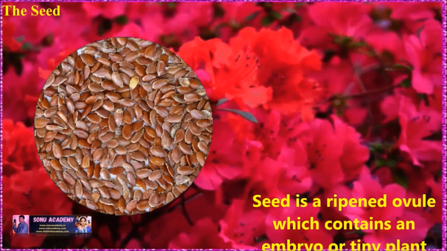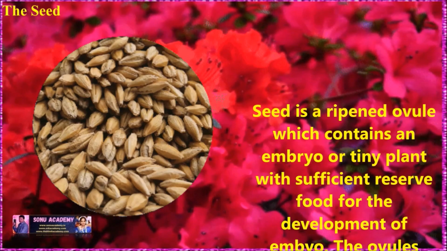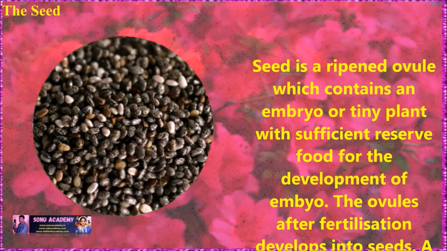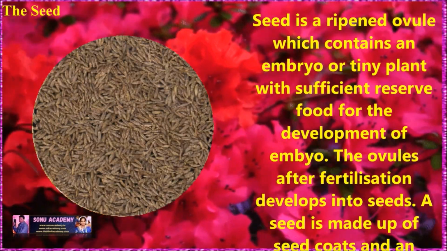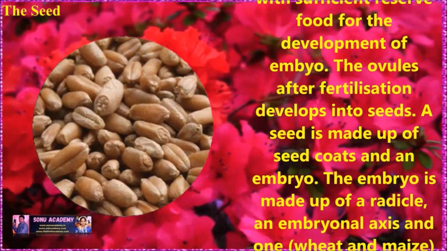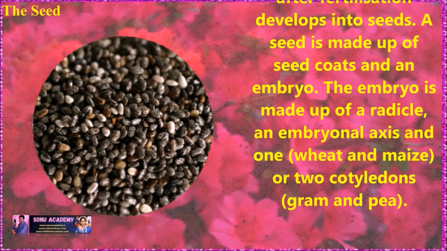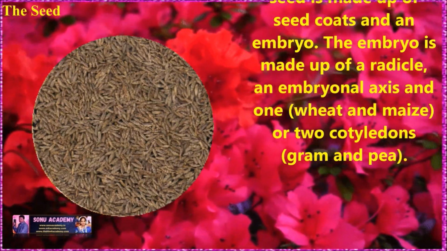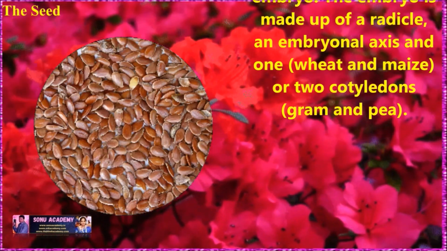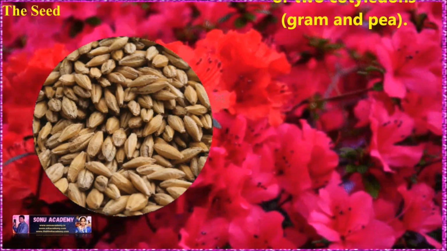Now let us discuss the seed. A seed is a ripened ovule which contains an embryo or tiny plant with sufficient reserve food for the development of the embryo. The ovules after fertilization develop into seeds. A seed is made up of a seed coat and an embryo. The embryo is made up of a radicle, an embryonal axis and one or two cotyledons.